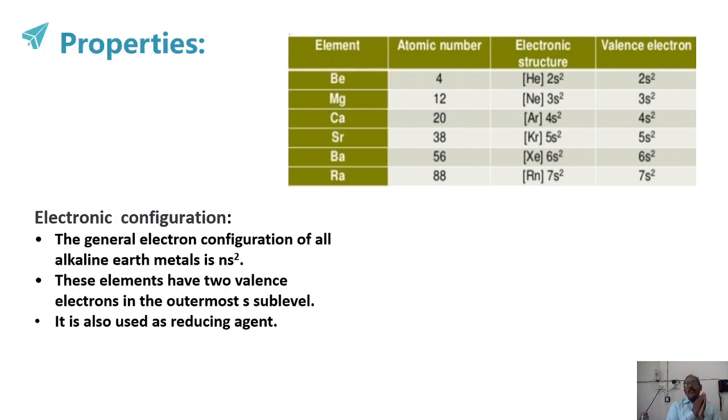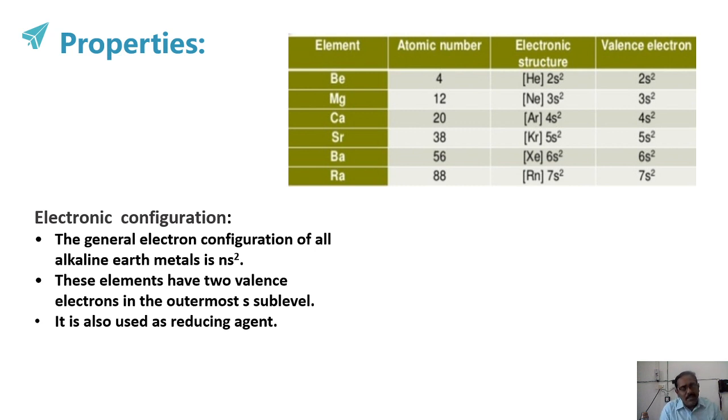Now you see the table of all the elements with the atomic number, electronic structure and valence electrons. All the elements possess a general electronic configuration with 2 electrons in the s subshell. Everyone ends with an s2 configuration, but in a different shell: second shell, third shell, fourth shell. Therefore the general electronic configuration is ns2, which means there are 2 electrons in the outermost shell available for bond formation. Therefore the valency of these elements is 2.